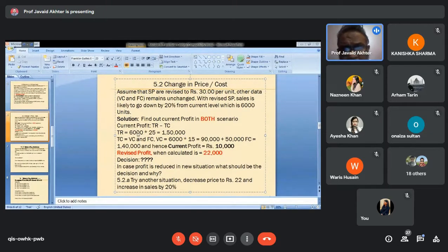suppose 6,000 units. So, one second, find out the current profit. 6,000 units into 25 will be so much. Variable cost will be so much. Profit will be so much. When we change it, I have worked it out. You try, and you will find that your calculated profit in the revised situation will be 22,000. So if the profitability is 10,000 at present, and in the changed scenario it will be 22,000, what decision should a firm take?